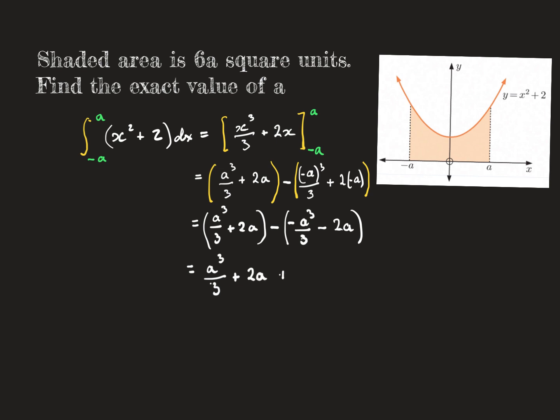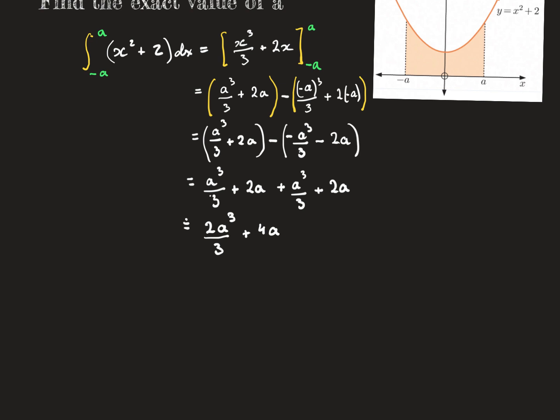So that's a cubed plus 2a. Minus and a minus gives you a plus. A cubed over 3, and a minus gives you also a plus 2a. So that ends up, adding the cubes together, we'll have 2a cubed over 3 and 4a. Okay, finish the integration, and we can say that this implies that it is equal to 6a, because we were told that the area is 6a.